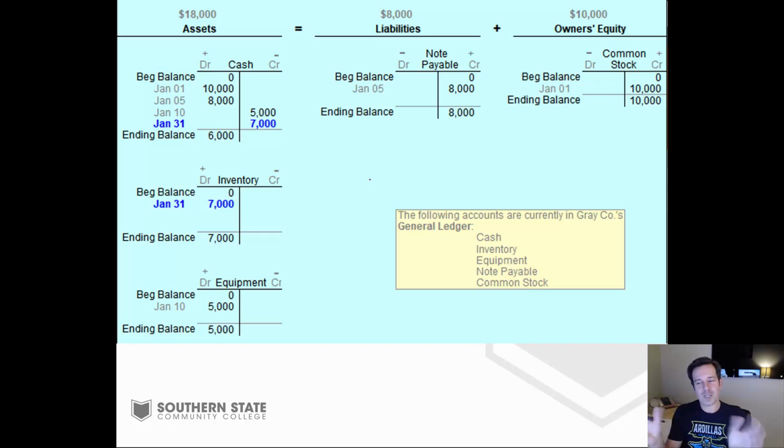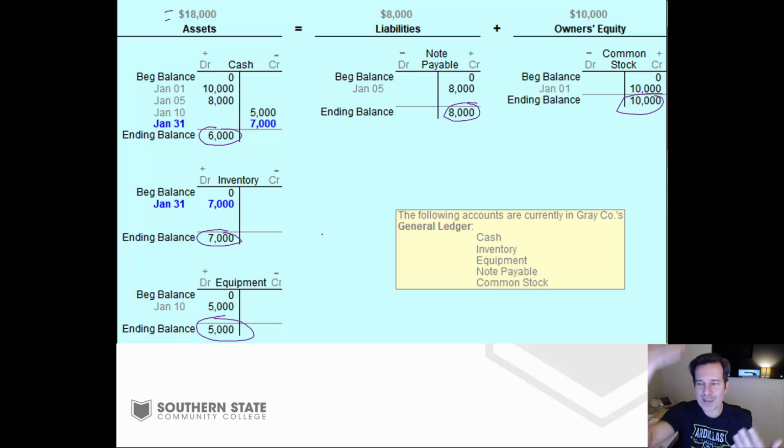All right. Up-to-date ledger account here. I'm down to $6,000 in cash. I got my inventory. I got my equipment. Note payable. Common stock. You can see my ending balances. 6 and 7, 13 plus 5 is 18,000 on the left-hand side. A note payable. Common stock. I got 18,000 on the right-hand side. So remember, holistic, perfect accounting harmony.